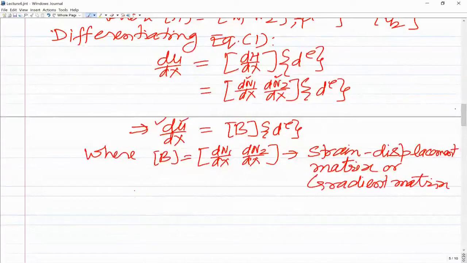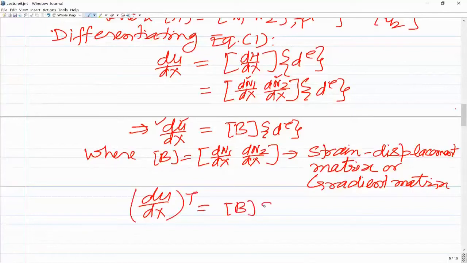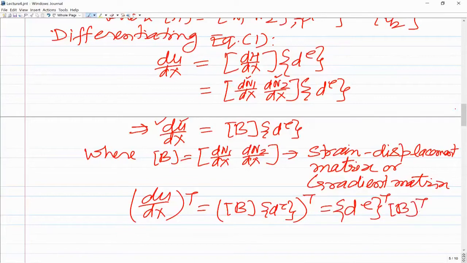So now from this you can also write du by dx transpose, which would be b into d^e whole transpose, not the square, transpose. I am using superscript T for transpose. As you know, if you have a product of two matrices, the transpose would be the second matrix transpose into the first matrix transpose. So this will become d^e transpose into b transpose. That is what you will have.